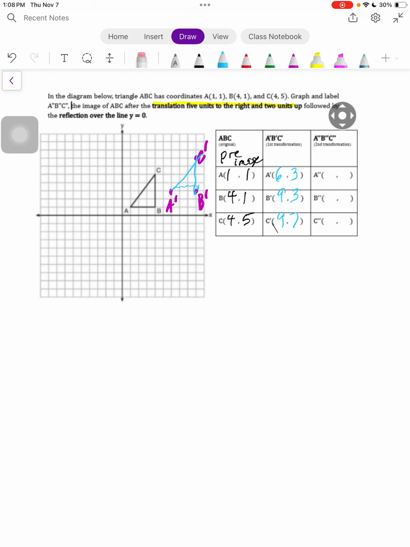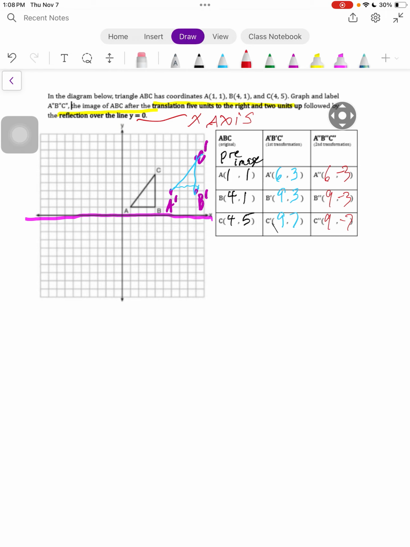But the second thing they want you to do, and remember, this is the order we're going to do it, is flip it over the line y equals 0. Well, the line y equals 0 goes side to side on 0. So if you go side to side on 0, that really means you're going to flip over the x-axis. So y equals 0 is the x-axis. When we flip over the x-axis, we just change the y. So we're going to go to (6, -3), (9, -3), and (9, -7).